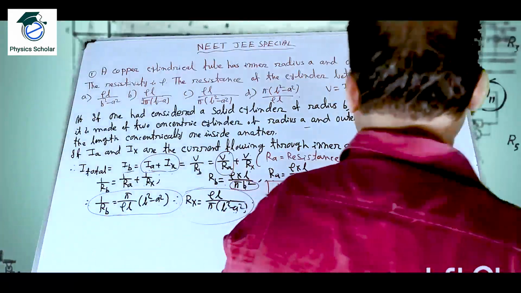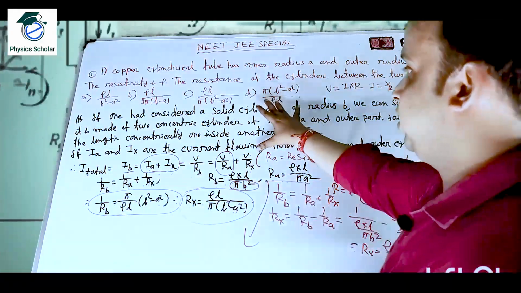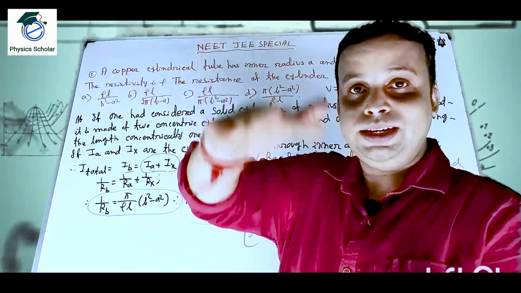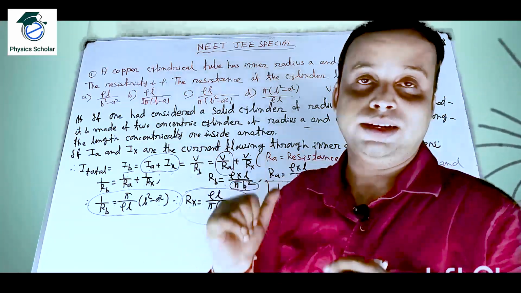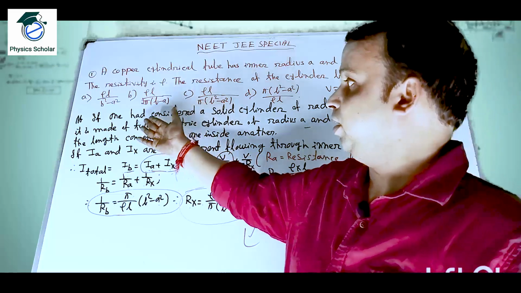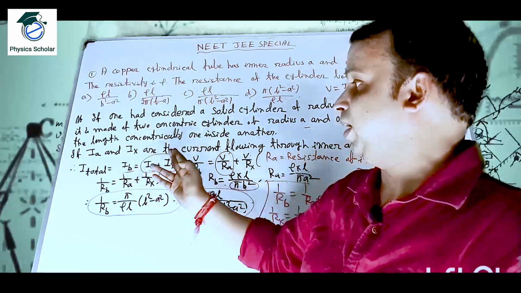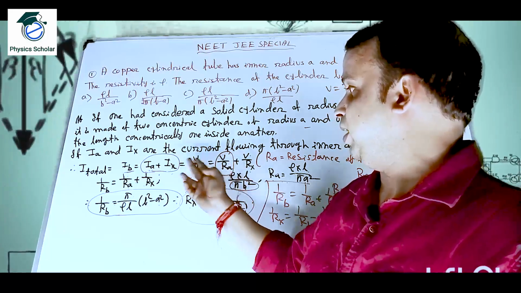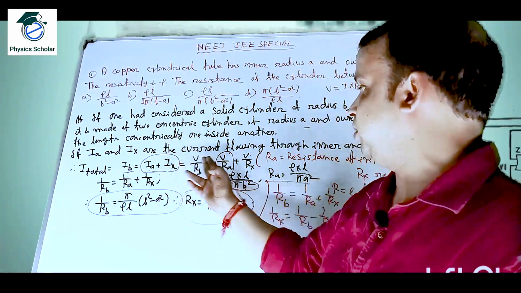Clear? So how are we doing the sum? Let us take one cylinder, which is a solid cylinder, inserted into the other. Clear? So now IB is equal to IA plus IX. So V by RB is equal to V by RA plus V by RX.